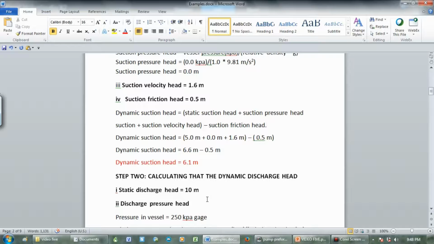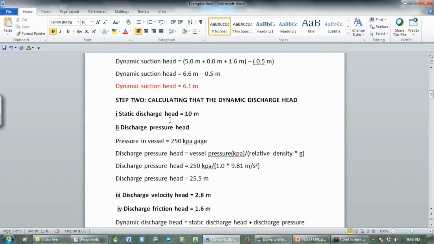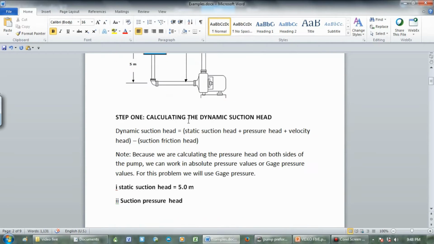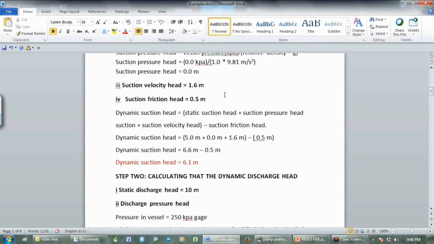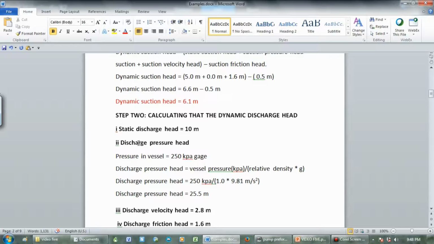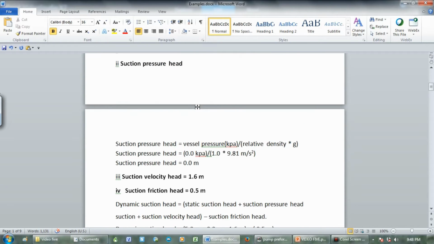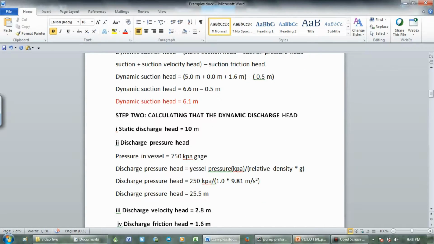Step 2, calculating the dynamic discharge head. Static discharge head, from our diagram, center line of the pump up to the top of the liquid level is 10 meters. Discharge pressure head. Pressure in the discharge vessel is 250 kPa. Discharge pressure head equals vessel pressure divided by relative density times g. Discharge pressure head equals 250 kPa divided by the relative density of 1.0 times 9.81 meters per second squared. Discharge pressure head is 25.5 meters.